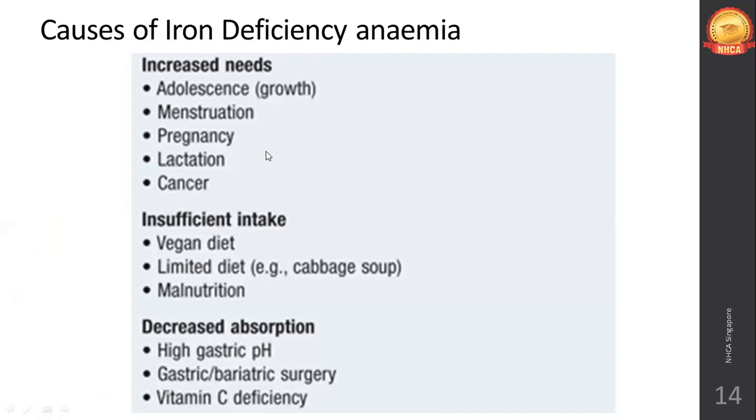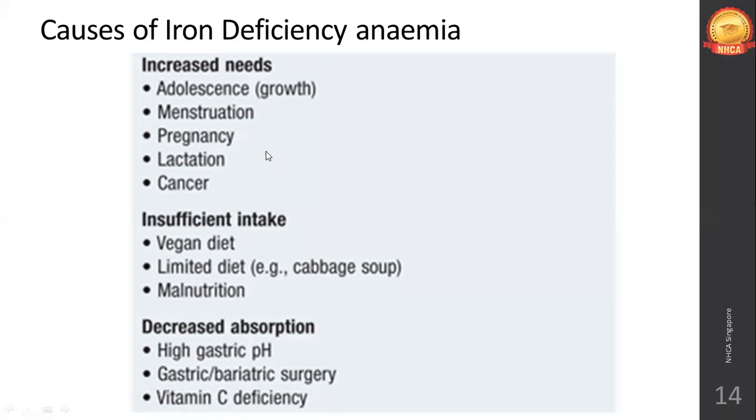So causes of iron deficiency based on your age or the physiology of the body. One is your increased needs in adolescence, in your teenage. That's a rapid growth spurt age, and the body has an increased need for iron. And if the diet is not able to keep up with that increased need, automatically the child goes into a state of anemia. Menstruation, heavy menstruation, pregnancy, the physiological need of iron rises during pregnancy.